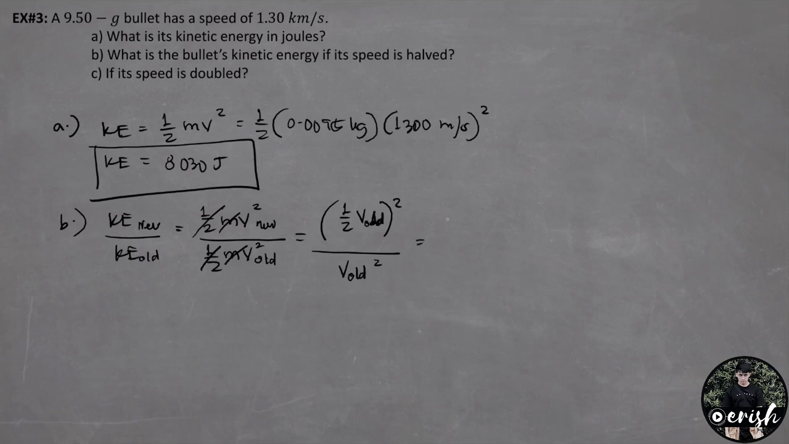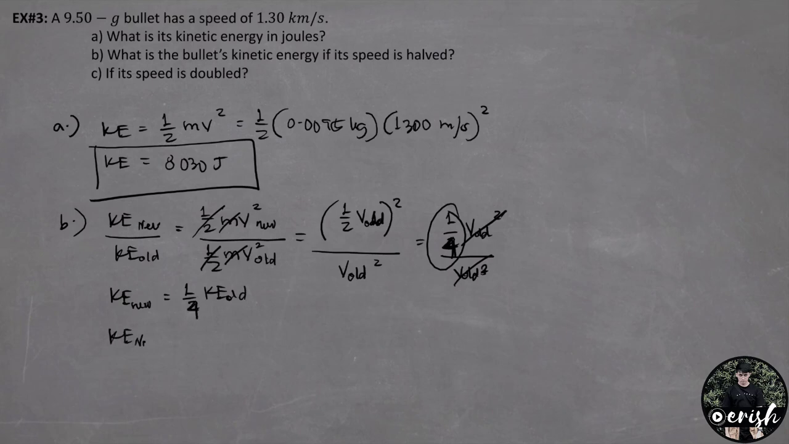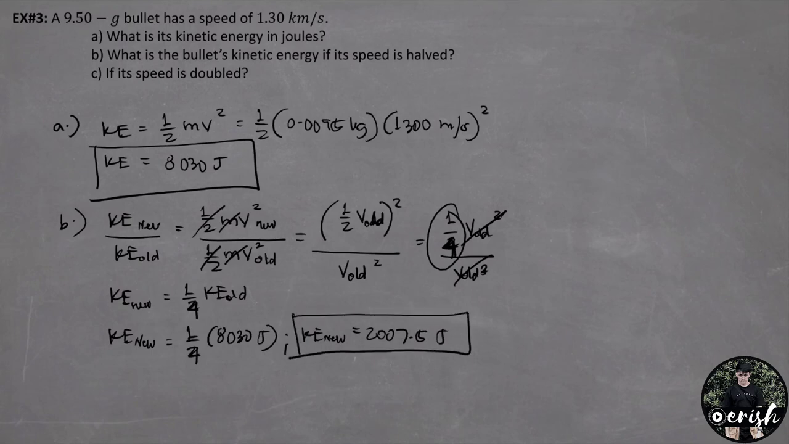By simplifying, this is 1/4 V old square divided by V old square, which cancel. What remains is their ratio, 1/4. Therefore, the new kinetic energy is equal to 1/4 of the old kinetic energy. We just have to substitute the old kinetic energy. We have 1/4 times 8,030 joules. Our new kinetic energy now is equal to 2,007.5 joules.